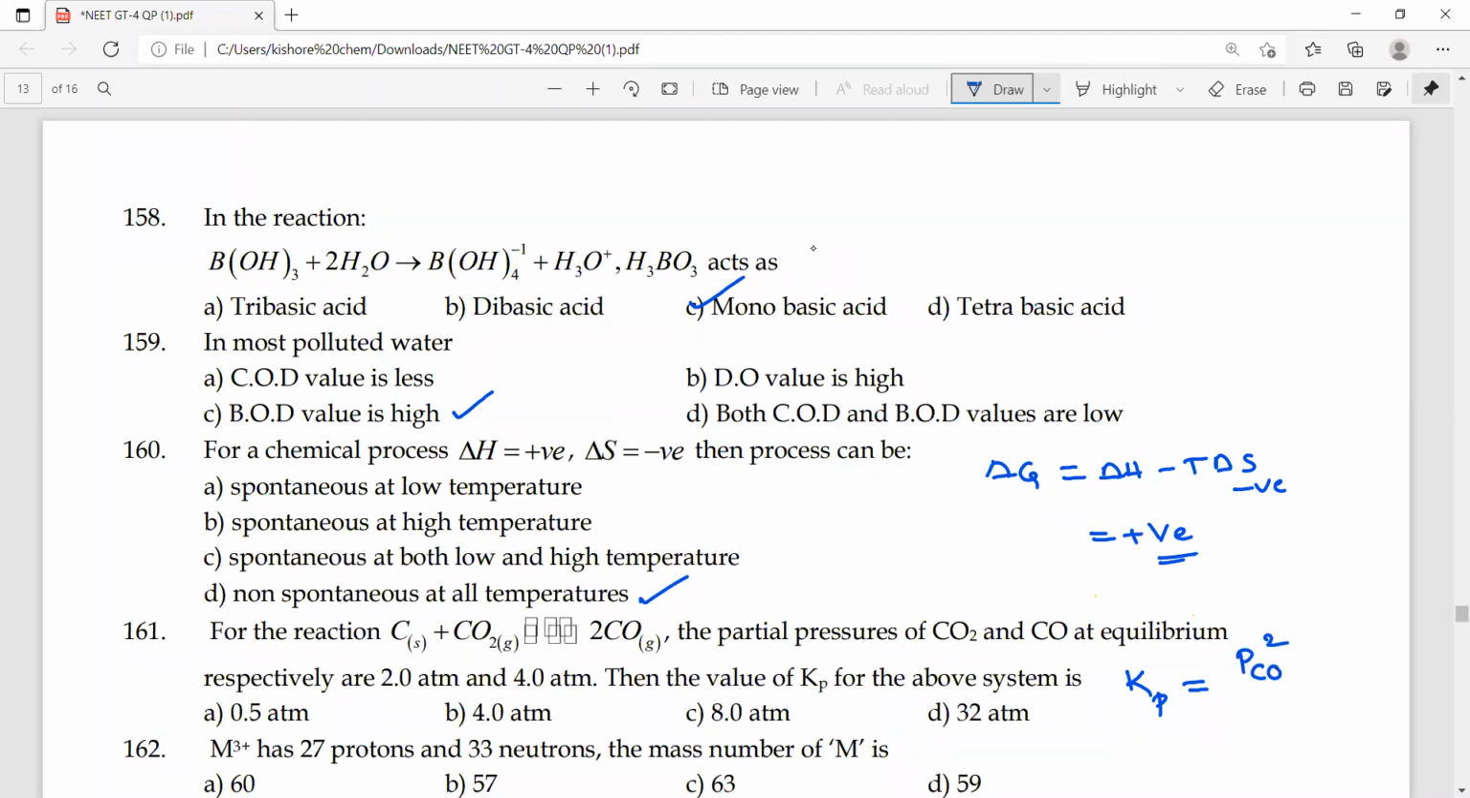Now for this reaction, Kp is equal to products concentration. Product is CO, how many moles? 2 moles. Pressure of CO square by pressure of CO2. He has given CO2 pressure is 2 atmosphere, CO is 4. 4 into 4 by 2. Answer is 8.